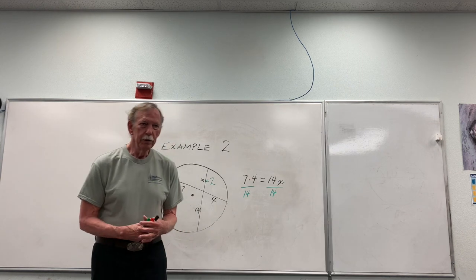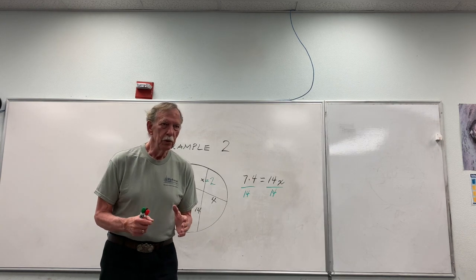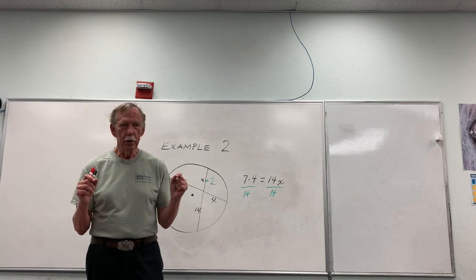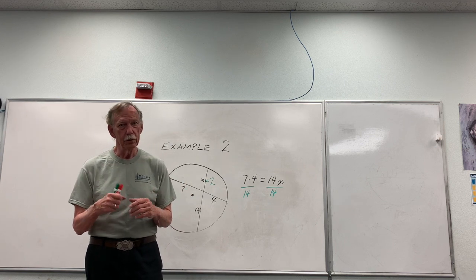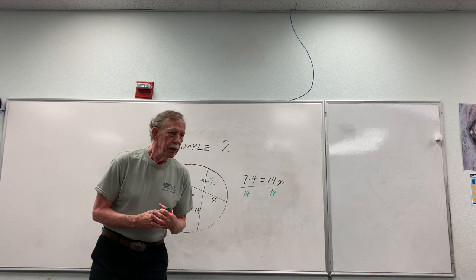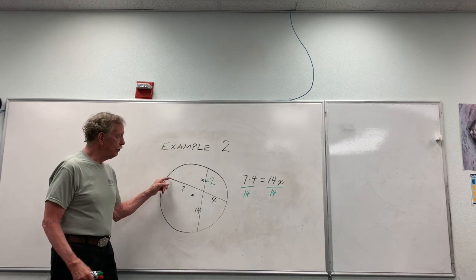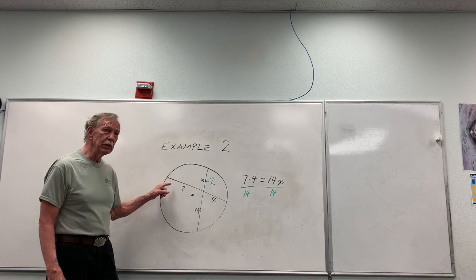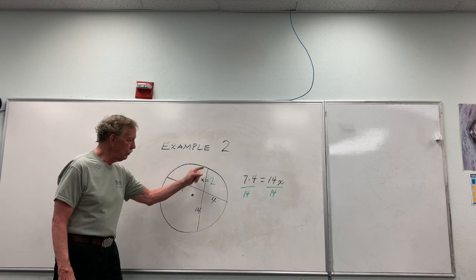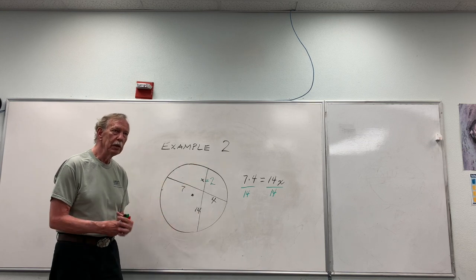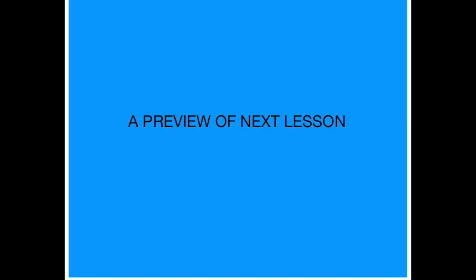In review, this lesson taught you that equal chords are equidistant from the center of the circle. And it taught you the product of the pieces of one chord equals the product of the pieces of an intersecting chord.